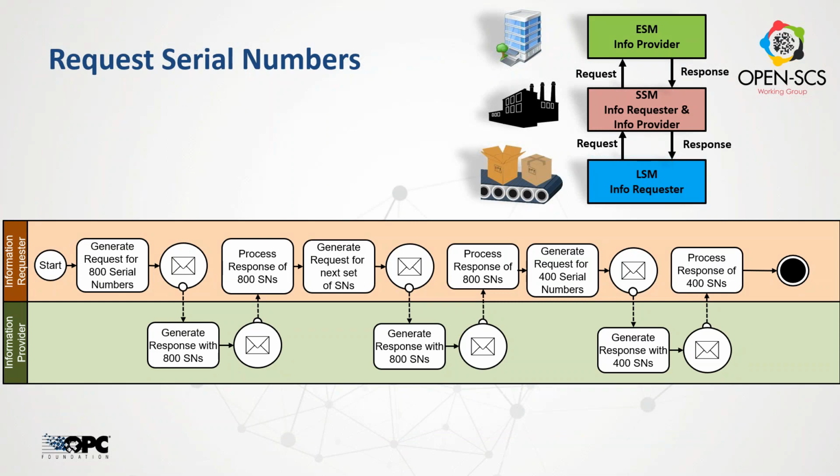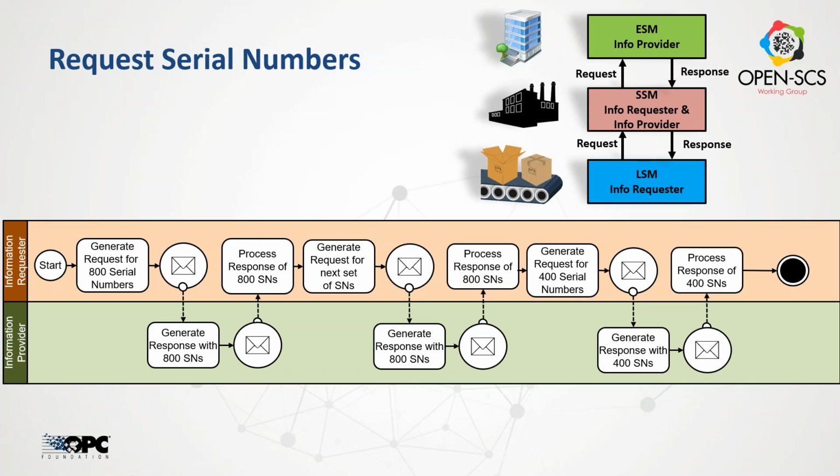So we have an ESM to an SSM to an LSM, for example, and it's requesting serial numbers. So it's basically saying, I am an SSM or an LSM, and I need serial numbers to operate. So if we take the simple case, I'm a line serialization manager. It says, okay, I'm supposed to run this job. I need a bunch of serial numbers. Okay, so I'll request 800. Maybe 800 is the most I can request at one time because that's the space that I have available on my LSM. I'll get my response back.